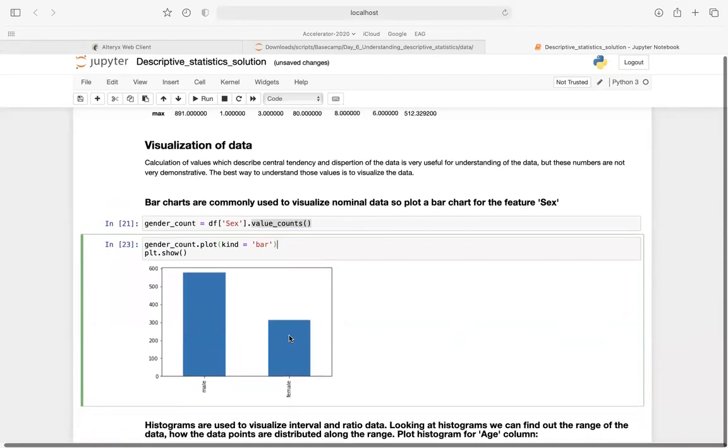Histograms are primarily utilized to visualize the interval and ratio data. Looking at a histogram, we can find out the range of the data, because we know the histogram will plot the minimum and the maximum. So we will know the range of the data and how the data points are distributed along the range. Can somebody try having a histogram for the column age quickly? Can somebody try doing the histogram for the column age?